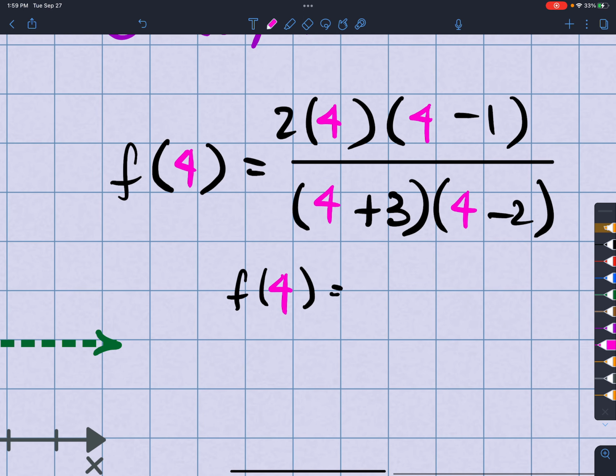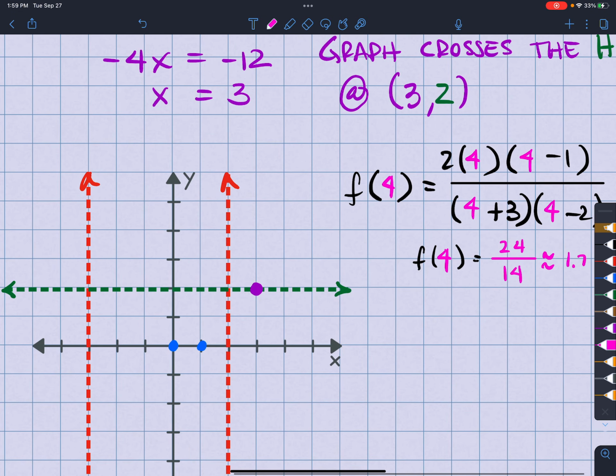Okay, let's take a look. 4 minus 1 is 3. 3 times 4 is 12. So I'm going to have, what, 24, right? And then the bottom is going to give me 7 and 2. That's what, 14? All right, 7, 2, 14. So what is 24 divided by 14? That's about 1.7. Okay, so at 4 is about a 1.7.